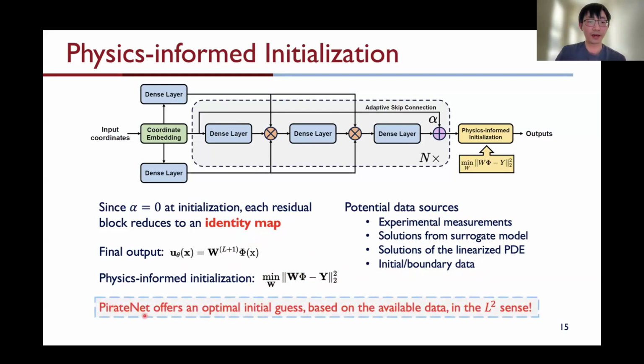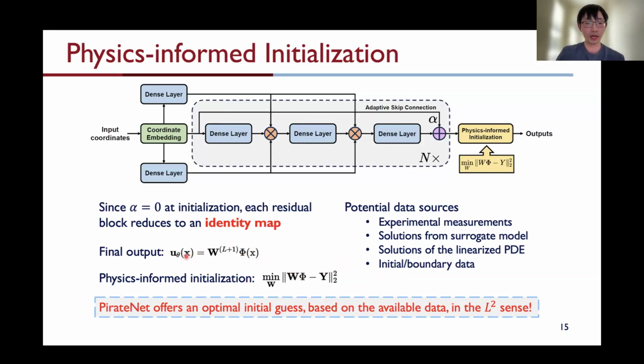In fact, this ParaNet will offer you an optimal initial guess based on the available data in the L2 sense. There are some remarks. The first thing is that this initialization can be applied to any architecture as long as your last layer is linear, because any architecture can be viewed as a linear combination of a random basis, right? But we don't have too much control on those random bases because of the randomly initialized hidden matrices and biases.